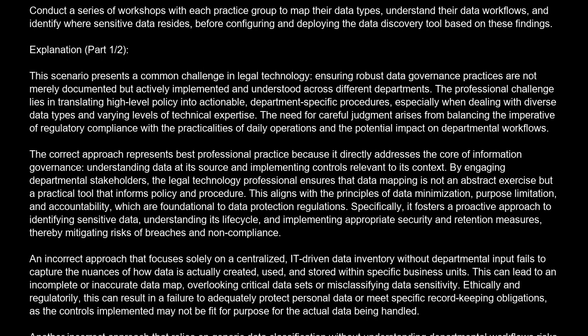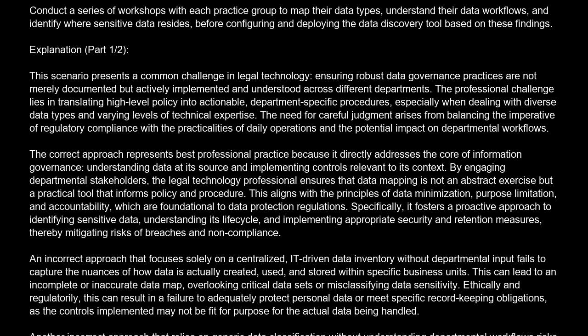The correct answer is D. Conduct a series of workshops with each practice group to map their data types, understand their data workflows, and identify where sensitive data resides, before configuring and deploying the data discovery tool based on these findings. Explanation: this scenario presents a common challenge in legal technology. Ensuring robust data governance practices are not merely documented but actively implemented and understood across different departments.